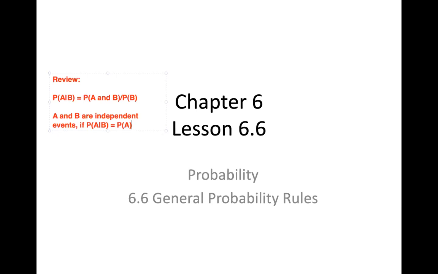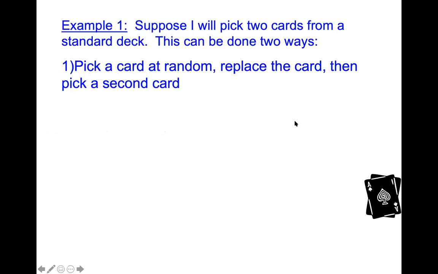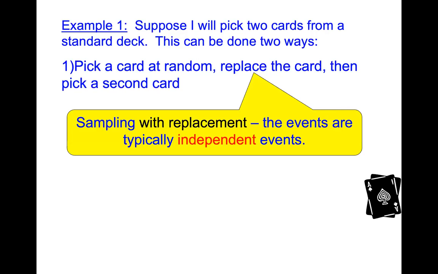We're going to add two more formulas to this. Before we do that, a couple of things to set up. The first one is talking about sampling with replacement versus without replacement. So for example, let's say you have a standard deck and you're going to pick two cards. There are two ways to do this. You can pick a card at random, look at it, replace the card, shuffle it, and then pick another card. So that's sampling with replacement.